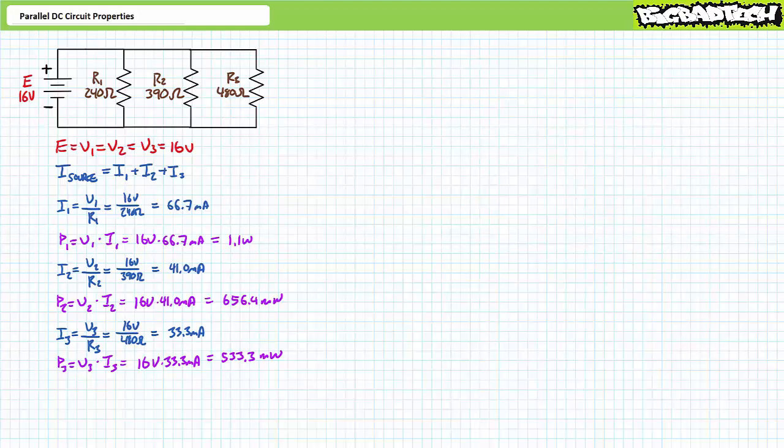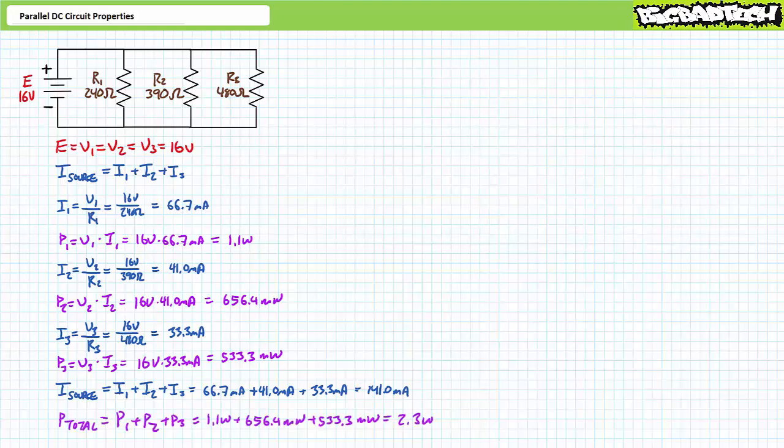You note the smallest resistor, R1, appears to be drawing twice as much current and dissipating twice as much power as the largest resistor, R3. It makes sense. R1 has half the resistance as R3, and these properties are evidence of this fact. Let's now examine source current and total power. Source current equals I1 plus I2 plus I3. Substituting in our calculated values demonstrates source current equals roughly 141 milliamperes.